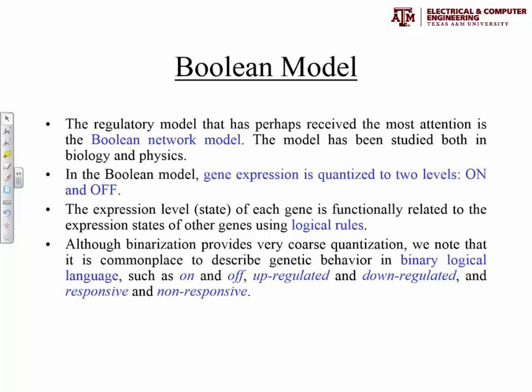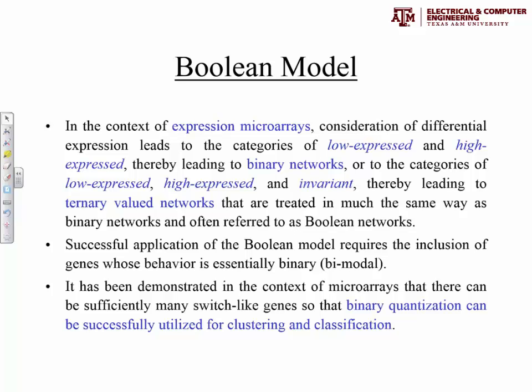That's the idea. Now, although this binarization into the 0-1 states provides very coarse quantization, we note that it is commonplace to describe genetic behavior in binary logical language such as on and off. You say a gene is on or off, upregulated and downregulated, highly expressed or suppressed, responsive and non-responsive. There are many situations where you will characterize the gene activity in binary terms, and for those, the Boolean network model will be appropriate.